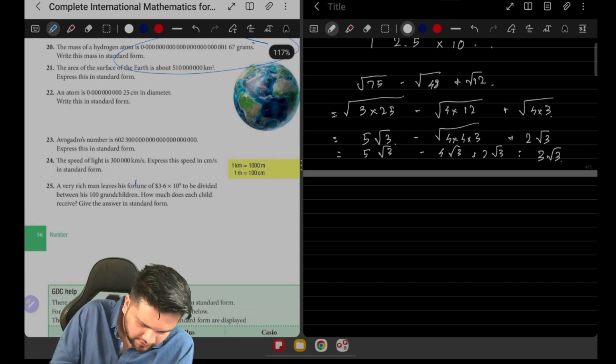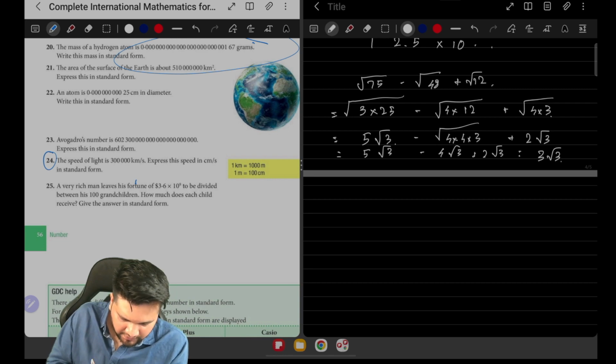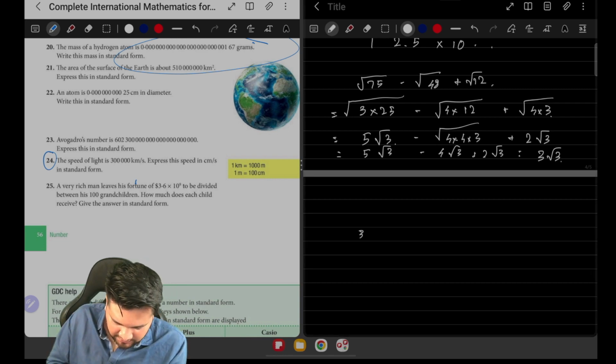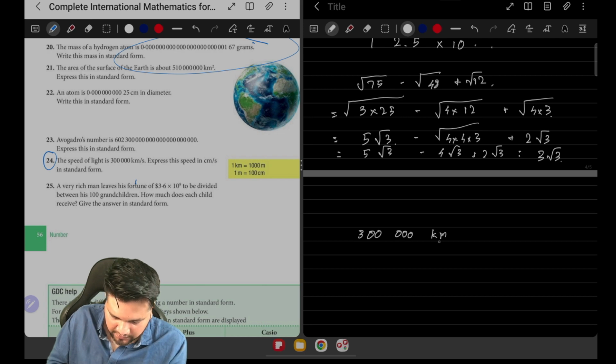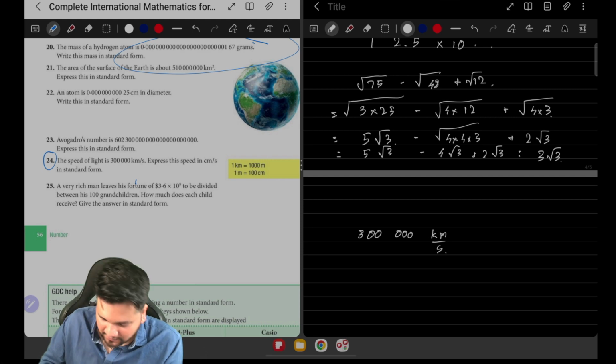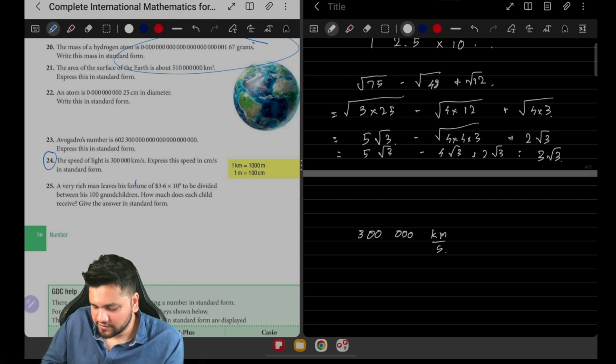A little bit of conversion is also there, so I'll just take this question. The speed of light is 300,000 kilometer per second. Express that in centimeter per second. Okay, this is fine. So here you are going to convert kilometer into centimeter.